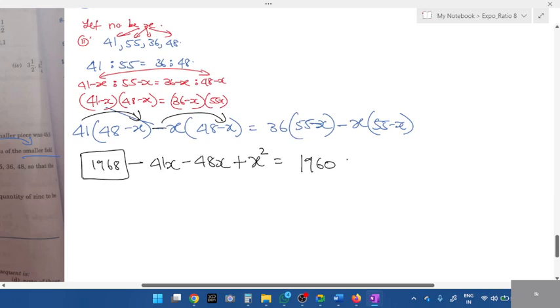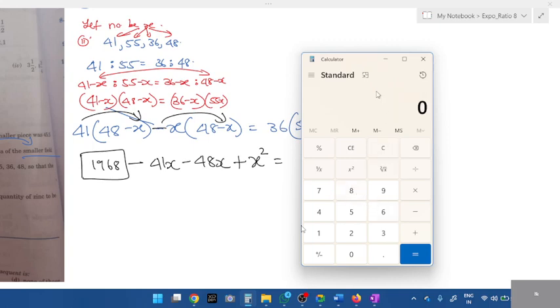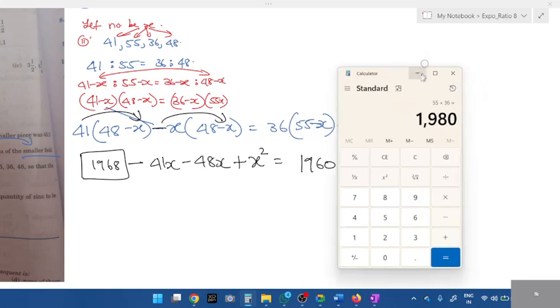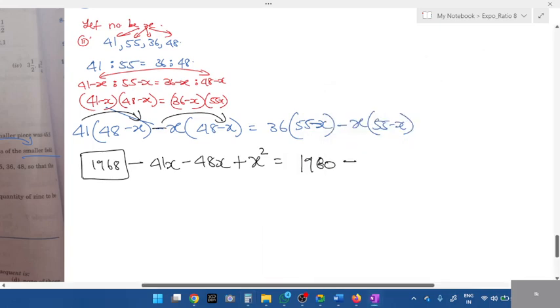1980. 36 into x, students. 36x. Next, minus 55x. Multiply along with the sign. What is minus into minus? Plus x square.